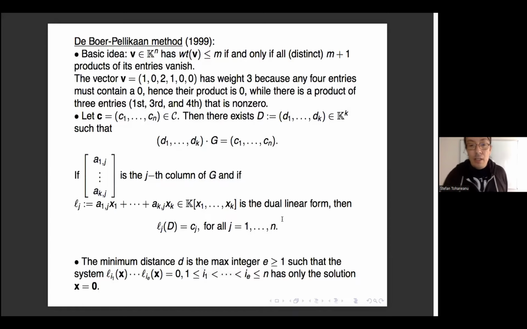Right, so now we want to look at how many non-zero entries, what's the weight of this code word C. So basically we look at all those n+1 products of all these linear forms, and they should have a common solution, that point D. So we can translate the problem of finding minimum distance as the maximum integer E, such that those E-fold products have only the trivial solution.